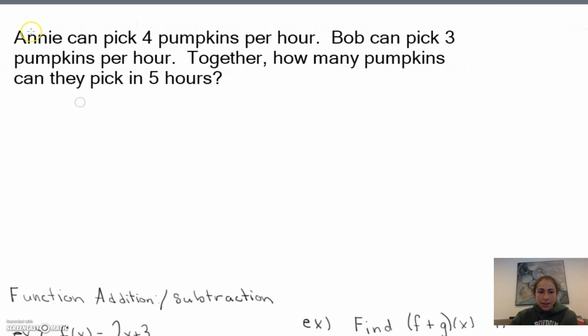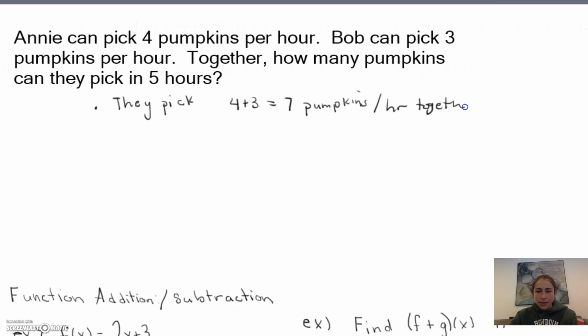So first, we could say that they pick 4 plus 3, or 7 pumpkins per hour together. Which means that in 5 hours they pick 7 times 5 equals 35 pumpkins. So we added up their rates first, and then we multiplied that by the time.